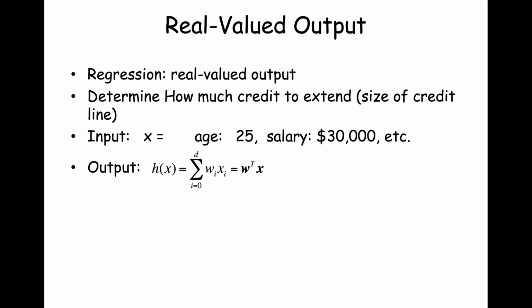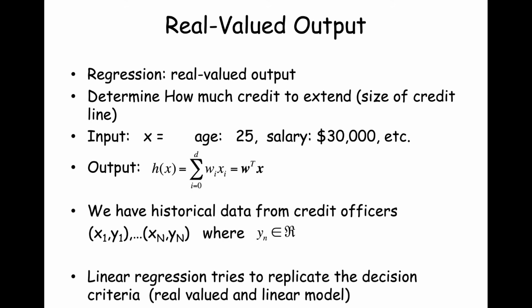Sign W transpose X says yes or no, you're a good risk or a bad risk to extend credit, but the W transpose X answers a different question, a real valued question: how much credit should someone be assigned? And so we have, again, historical data from the credit officers from the bank, and we, again, have the description of each one of our customers, X1, X2, X3, up to including Xn. And associated with each instance is the label, where each one of these Yi is drawn from the set of real numbers. They're each scalars representing the amount of credit.